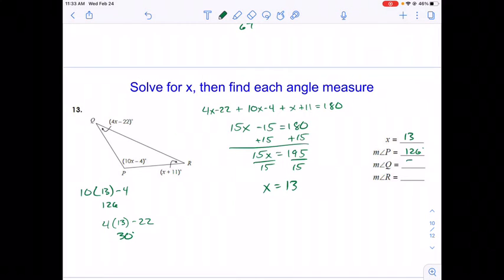All right. And then our last one here would be angle R, which is going to be 13 plus 11. Okay, that's our x there. Anytime I substitute something in, I tend to put it inside parentheses in case the sign change has to happen. So 13 plus 11 gives us 24.